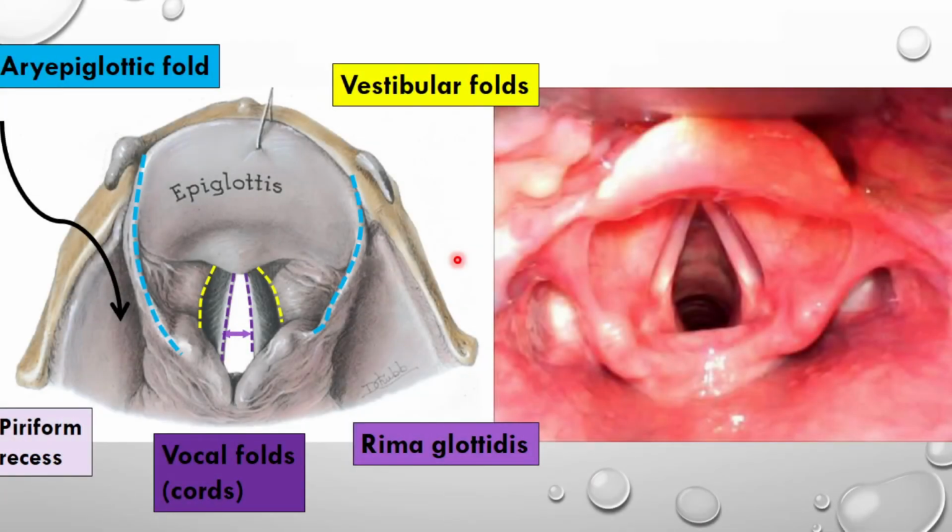Okay, so looking at the actual anatomy of the larynx and how it looks in life when all of these structures, the cartilages and the membranes, are covered over with mucosa. We can see that here. So we're looking from above. This is the epiglottis here. That's the tongue. That's the posterior part of the tongue, or the root of the tongue.